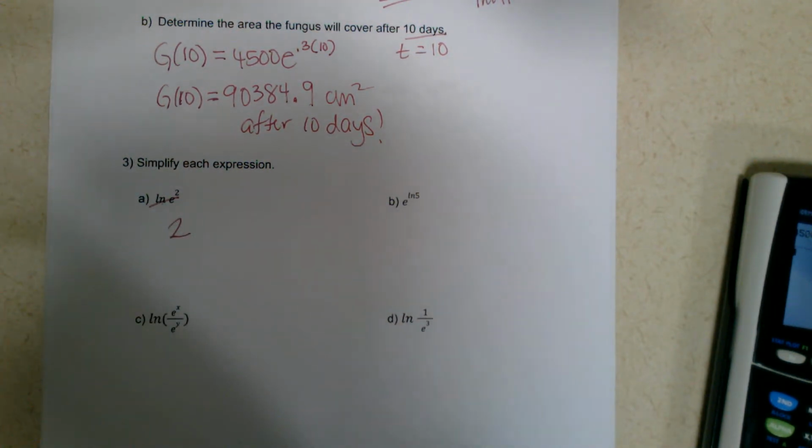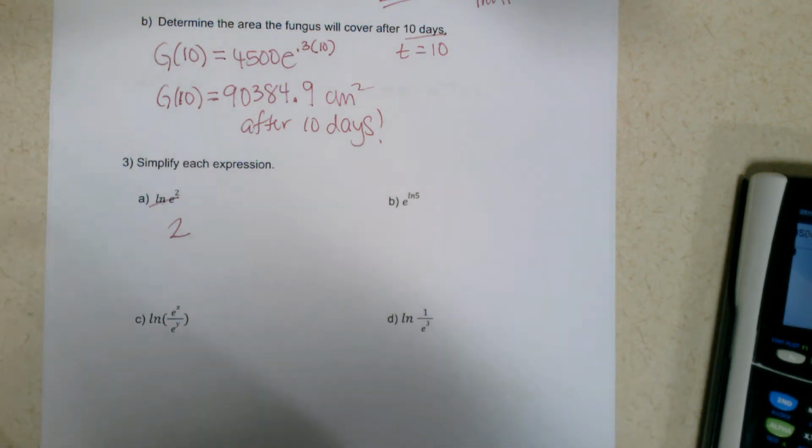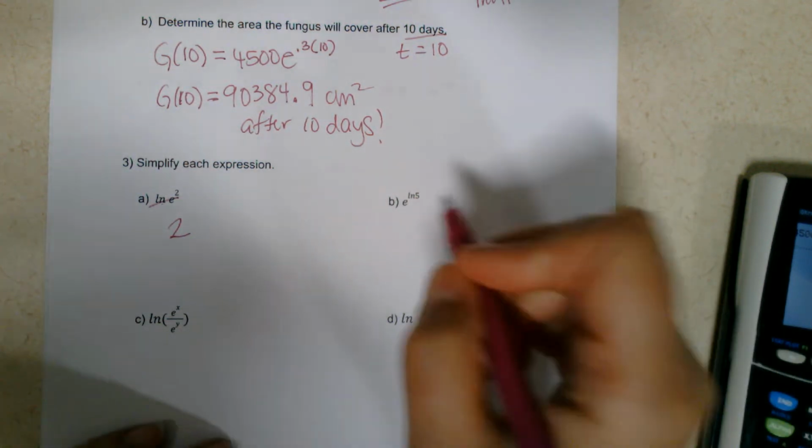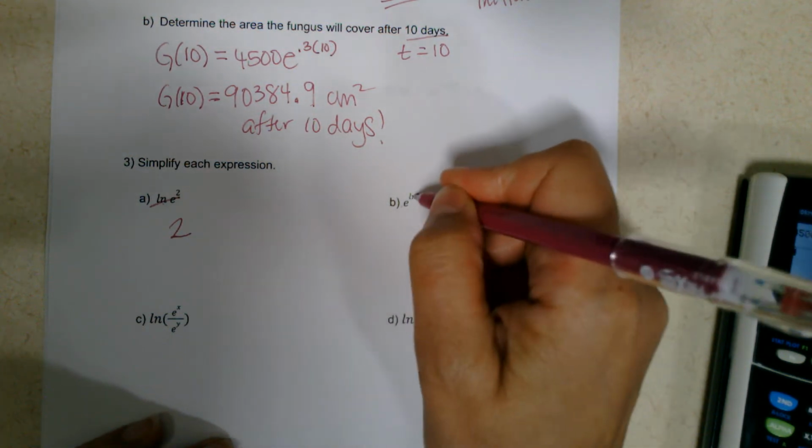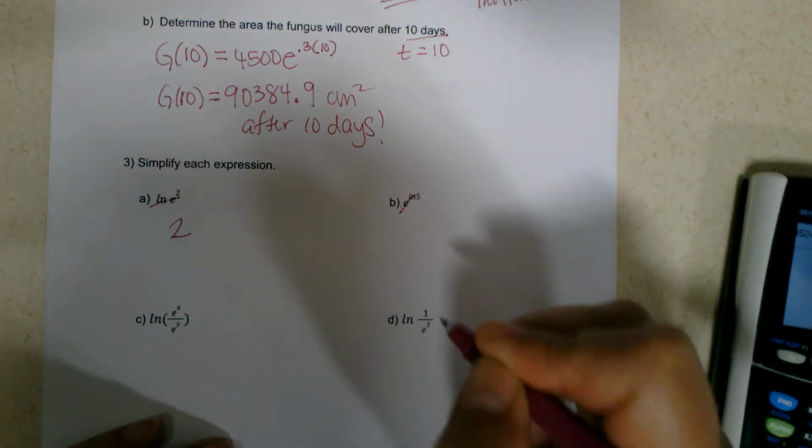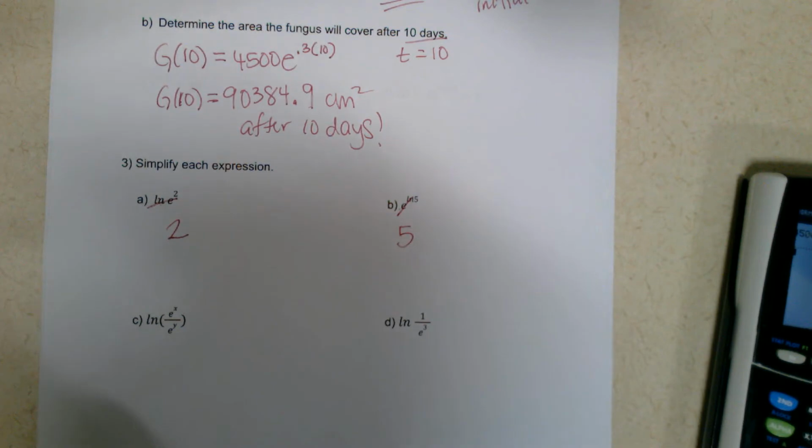Just number 2. Let's look at part B. Hopefully you're catching on. We have e raised to the natural log of 5. ln and e are inverses. They cross out. We're left with 5.